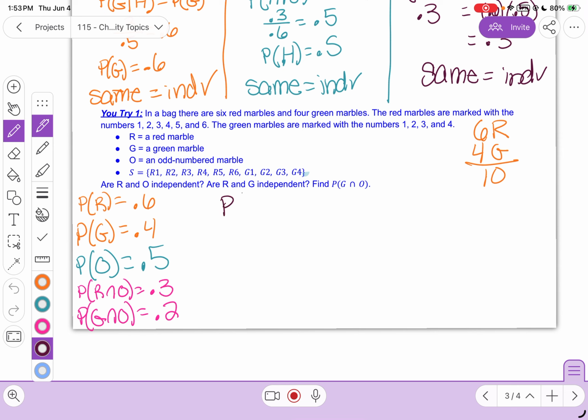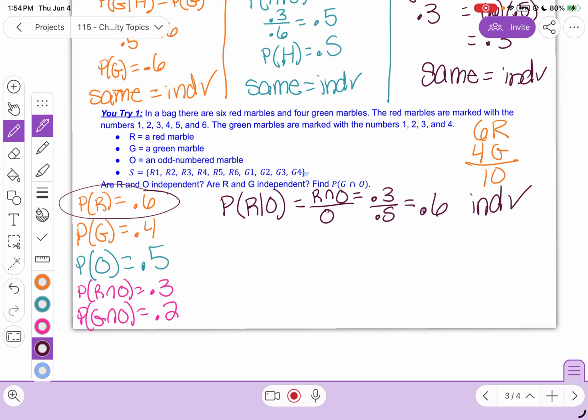So probability of red given odd. On top we put red and odd, which was 0.3. On the bottom we just put odd, which was 0.5. 0.3 divided by 0.5 is 0.6. Probability of red was 0.6. Those are the same, so it's independent.